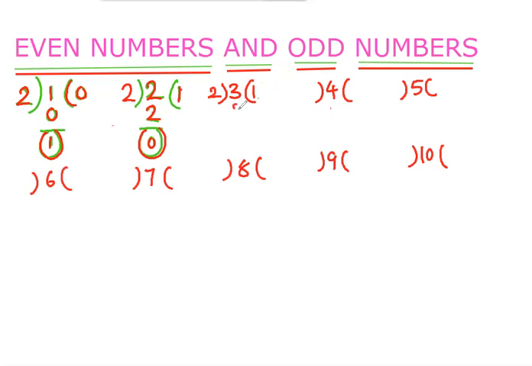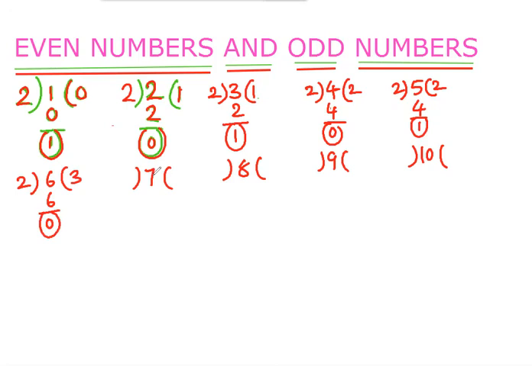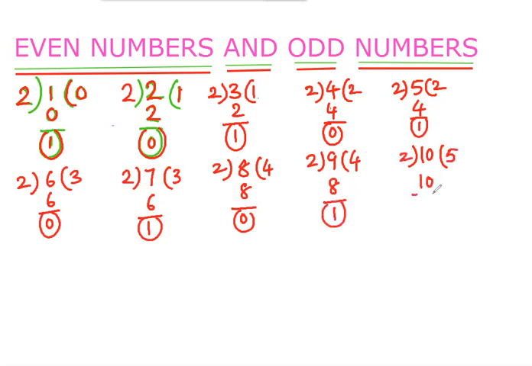Here 2 ones are 2, remainder is 1. Divide 4 by 2, 2 twos are 4, you will get remainder 0. And divide 5 by 2, 2 twos are 4, remainder 1. Divide 6 by 2, 2 threes are 6, remainder 0. Divide 7 by 2, 2 threes are 6, remainder 1. Divide 8 by 2, 2 fours are 8, remainder 0. Divide 9 by 2, 2 fours are 8, and remainder is 1 here. 2 fives are 10, and remainder is 0.